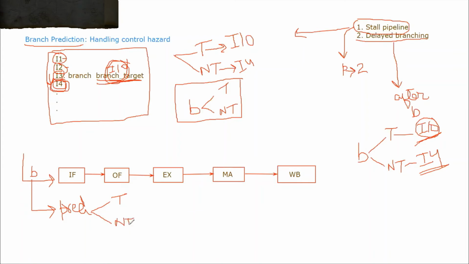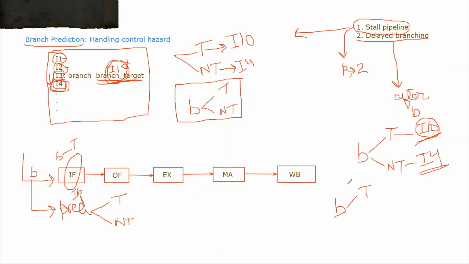So we are making a prediction, and in which stage? In the instruction fetch stage. Let's say a branch has come here, and I am making a prediction, I will give one example: I will predict the branch is taken. So in the fetch stage, I am predicting the branch is taken. When a branch is taken, the next instruction to be fetched is I10. We have to fetch I10.